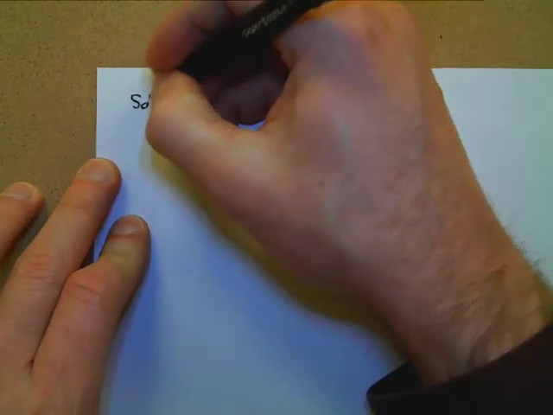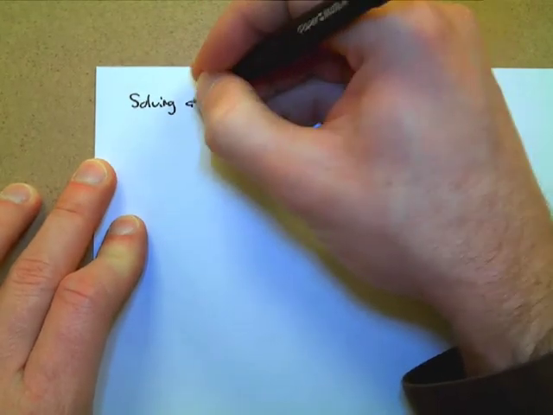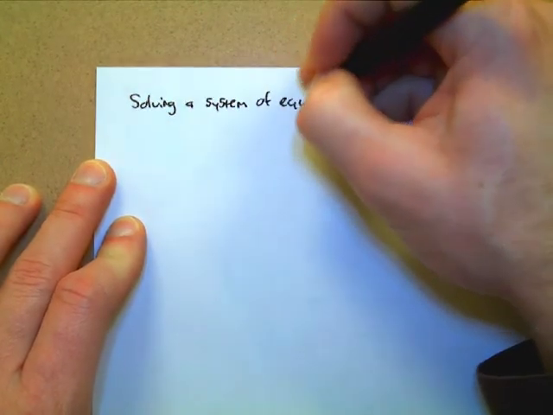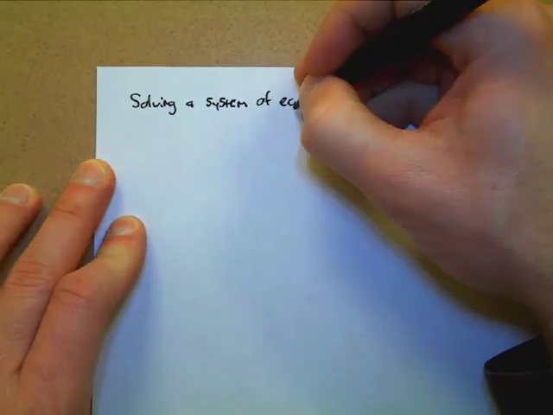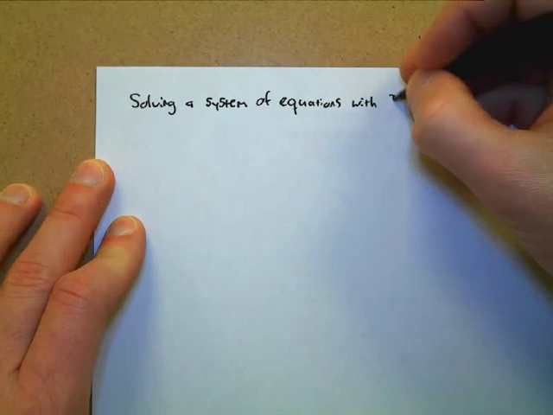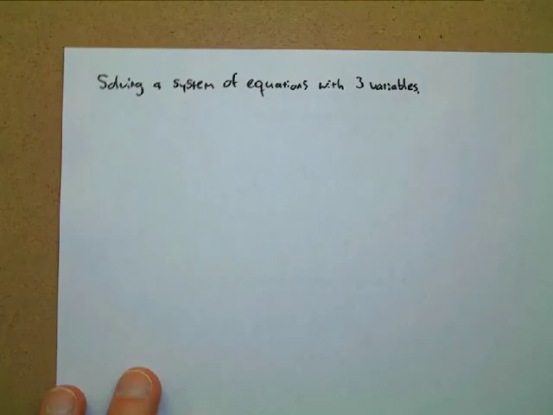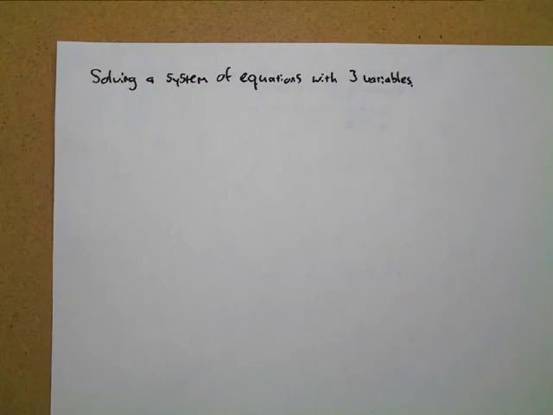Last thing. Okay, and it's about solving a system of equations with 3 variables. This is another question that shows up on our review. It's going to be on the test itself too. And I wanted to show it to you because, like I said, it's part of all that stuff.